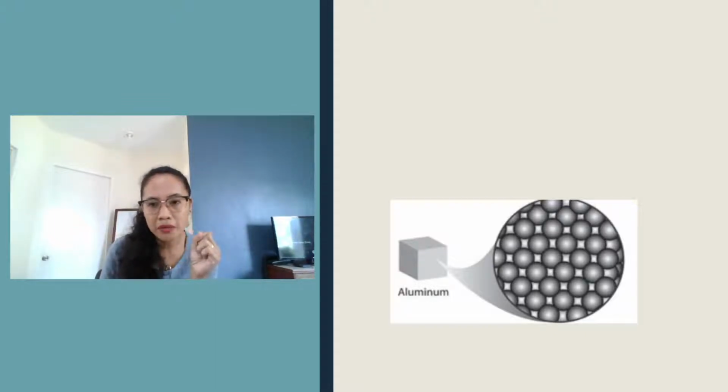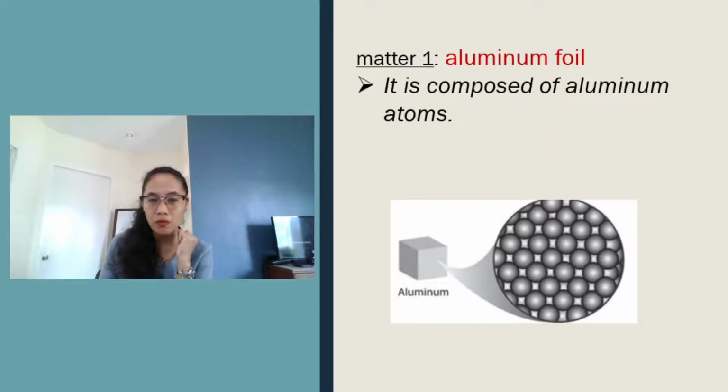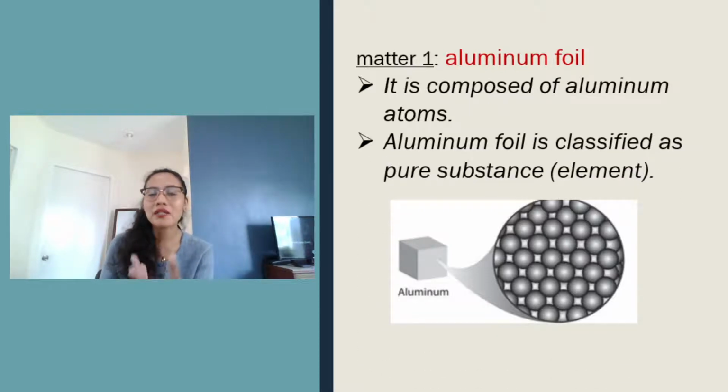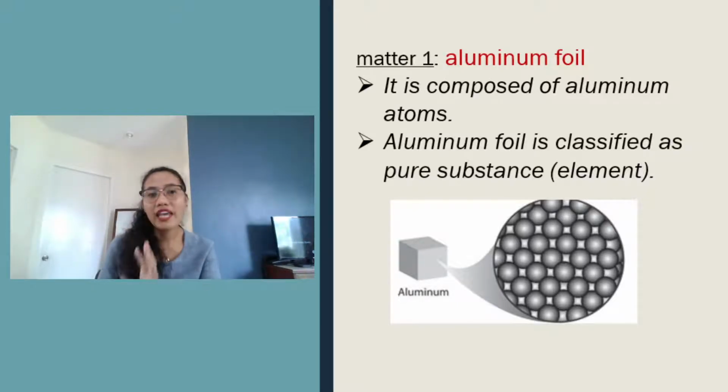So you have these grayish circles, like balls of structures. So we have here the aluminum atoms. So aluminum foil is just composed of one kind of atom, and this is the aluminum atom. So aluminum is an element, one kind of atom. Okay, so since aluminum foil is just composed of one element, therefore, aluminum foil is classified as a pure substance because it's just composed of one element.